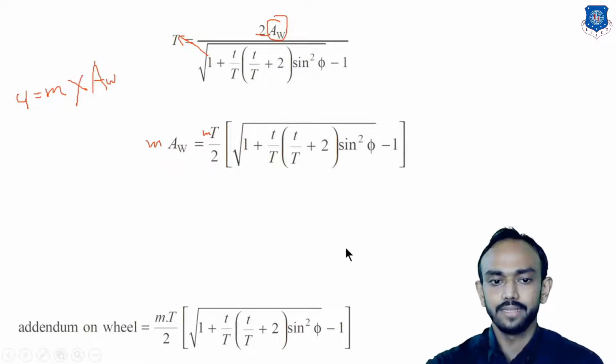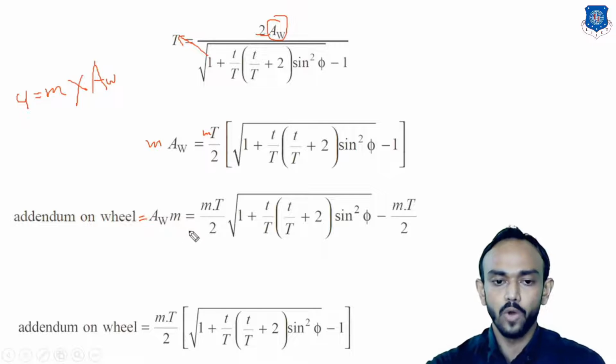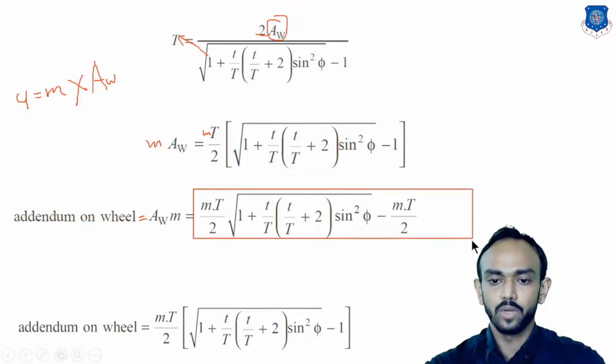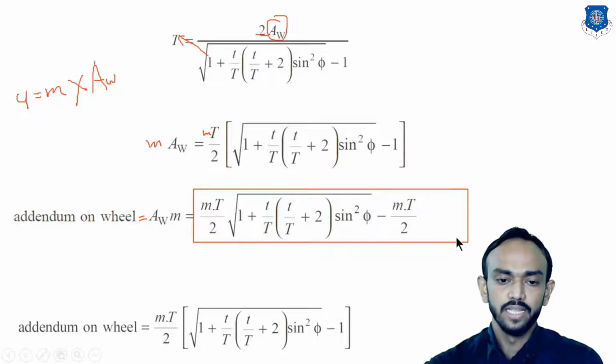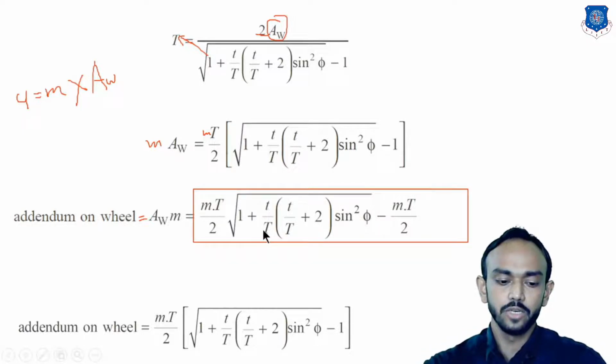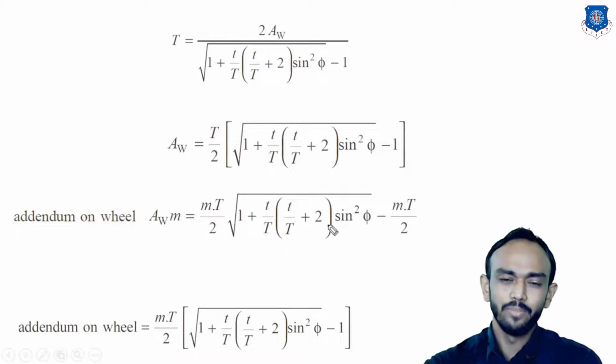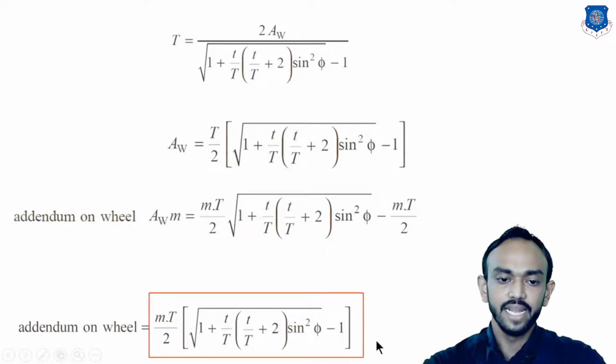So this formula will be like this: the addendum of the wheel is equal to capital AW into m, or you can write this as m into capital T by 2 under root, and in this formula small t by capital T you can write as 1 by G. Here you can write 1 divided by G, same as here 1 by G. Both formulas can be used, depending on what is given in the data. So this formula is for the addendum directly.